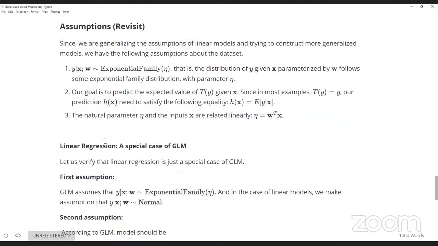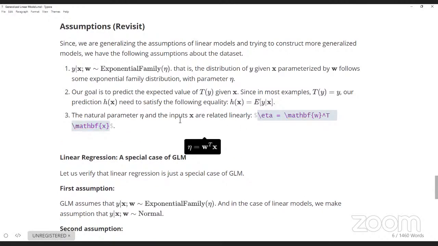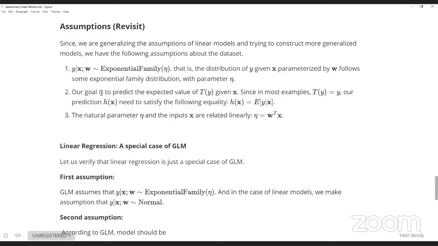And the last assumption is that the natural parameters and the inputs are linearly related. So eta is linearly related to the features. This is our last assumption about the GLM. From these assumptions we can model any distribution, for any training data set which comes from the exponential family.